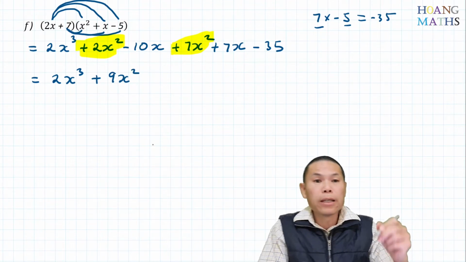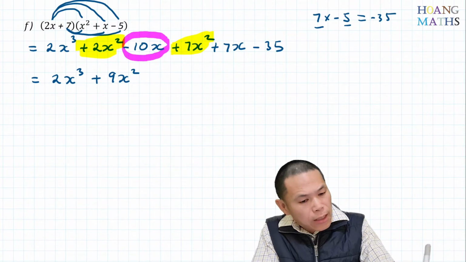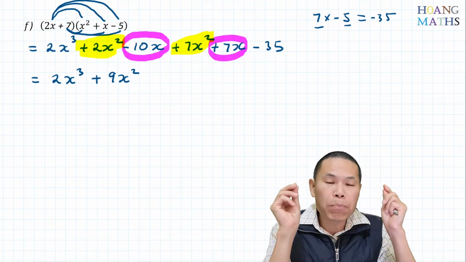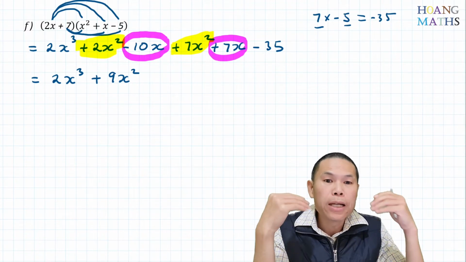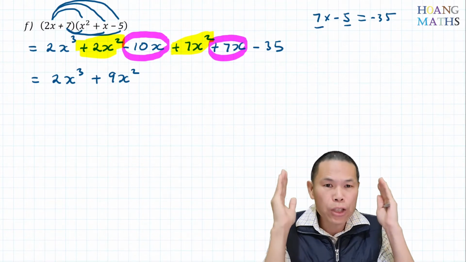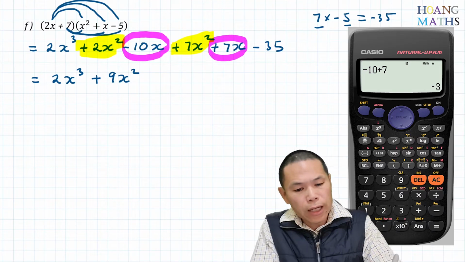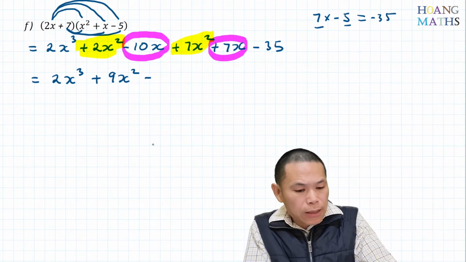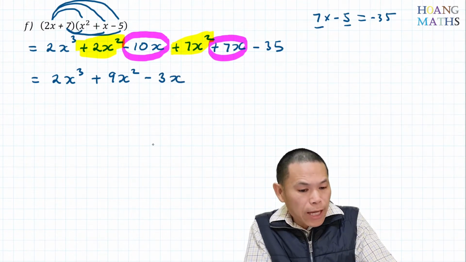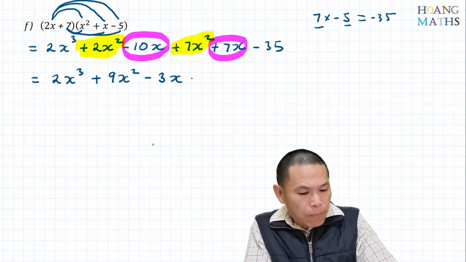And the next one is we have negative 10x and we have positive 7x. So minus 10 plus 7. In other words, negative 10 plus 7 is negative 3. Otherwise, you can just put it in a calculator, negative 10 plus 7. You should get negative 3. So minus 3x. And we have 35. We just write this down. Minus 35.